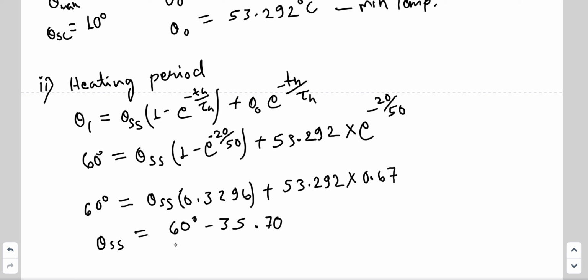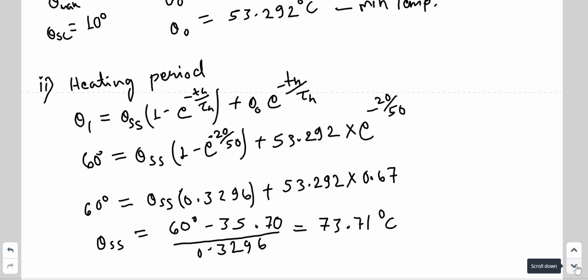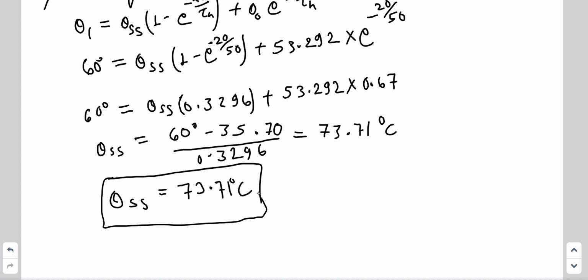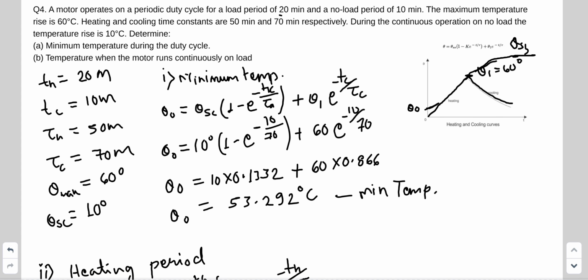On calculating this, theta SS will be equals to 60 minus 35.70 divided by 0.3296. So on calculating, this value will be 73.71 degree Celsius. So our steady state temperature is 73.71 degree Celsius. Now we have solved the second part of our question. Thank you.